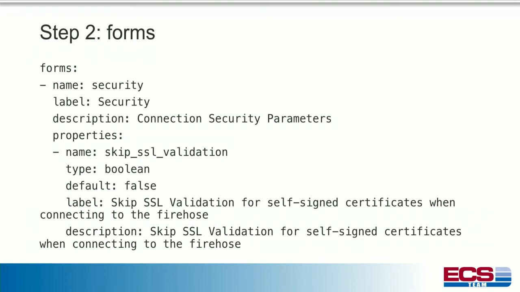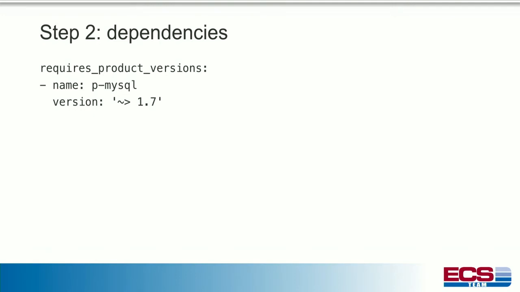We're going to do this in our lab back in Colorado where we have self-signed certs. And if you don't have the skip SSL validation flag when you're trying to connect to the fire hose, it'll fail to connect. So we need that flag passed in. That seemed like an interesting thing to throw in as a form to demonstrate the capabilities. And the last section of this is the dependencies. So we're saying we need the MySQL tile out there, and it has to be at least version 1.7 in order for us to fully execute this tile build.